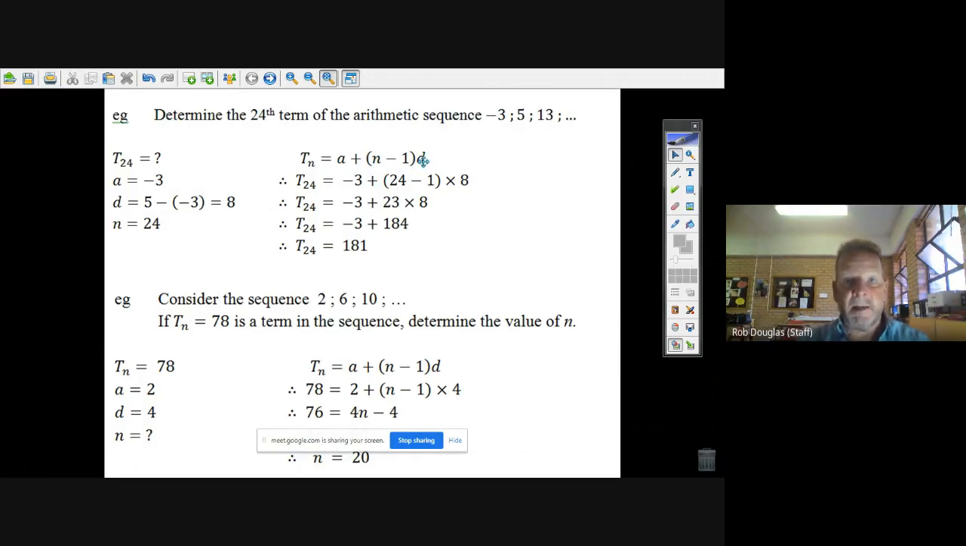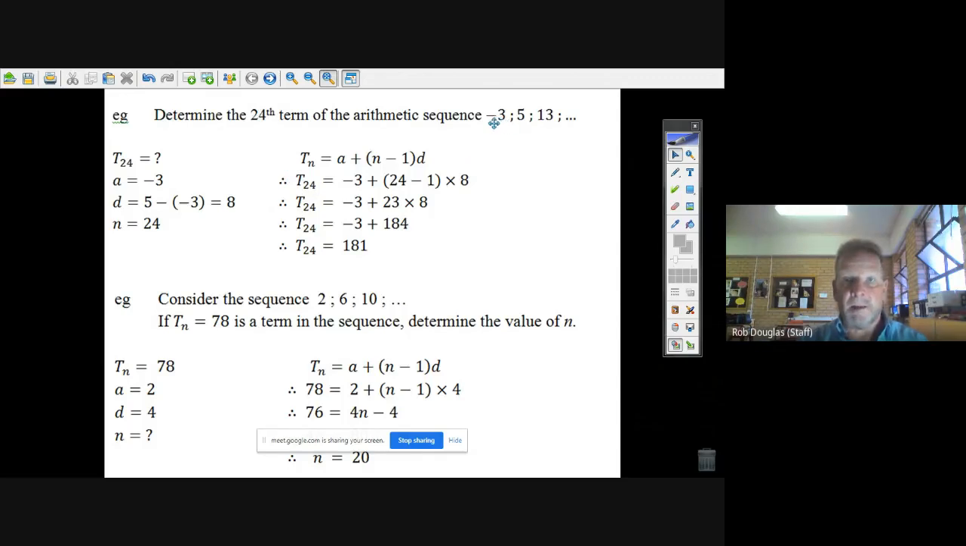D is the common difference, the distance you get when you subtract one term minus the other, right minus left. That's called the common difference, what it's going up by or down by. Okay, here's the question. You determine the 24th term of the arithmetic sequence. Well, that 24th means n is 24, so you're looking for T24.